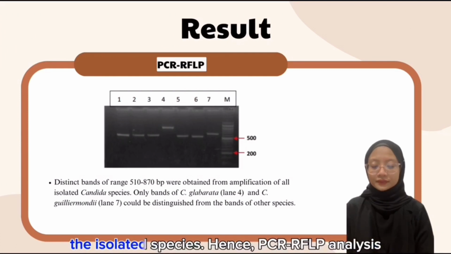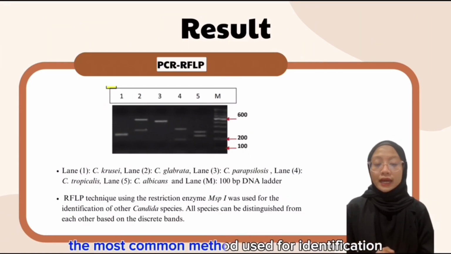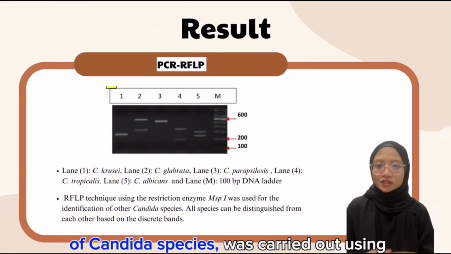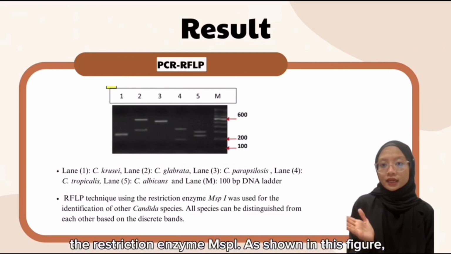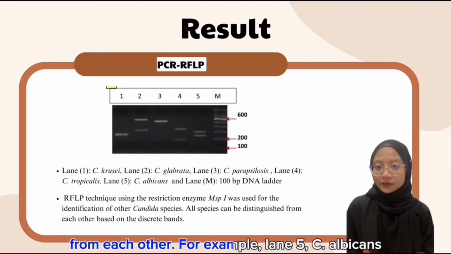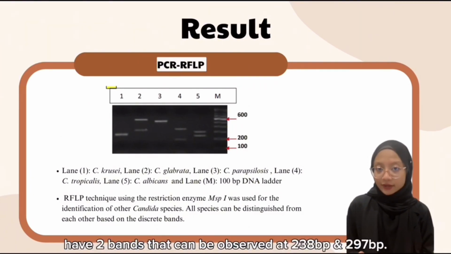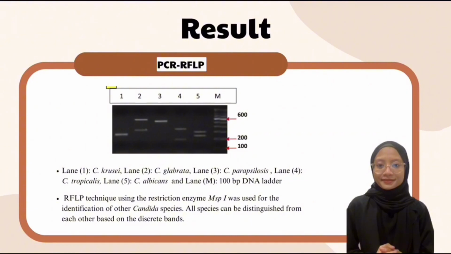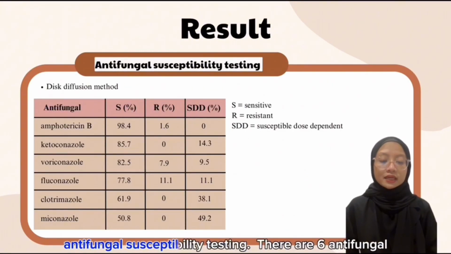isolated species. Hence, PCR-RFLP analysis, the most common method used for identification of Candida species, was carried out using restriction enzyme MspI. As shown in this figure, the Candida species can be distinguished from each other. For example, lane 5 Candida albicans have two bands that can be observed at 238 base pair and 297 base pair. In this study, disc diffusion method is used for antifungal susceptibility testing.